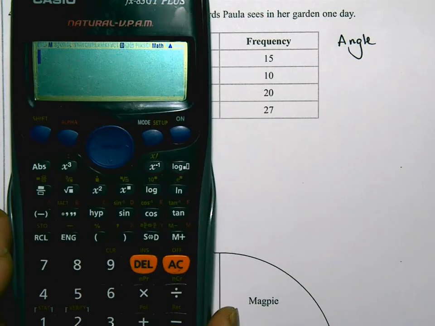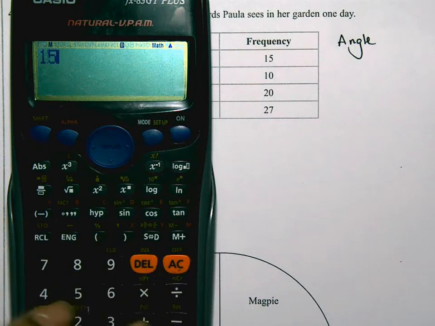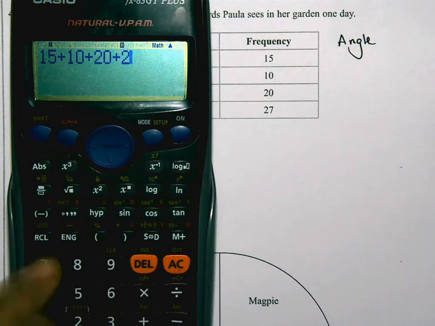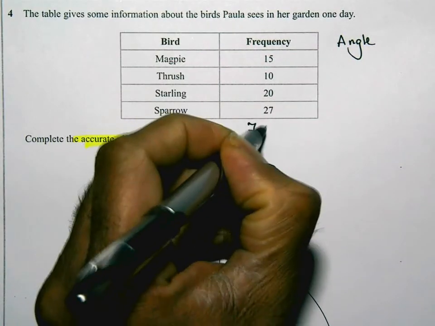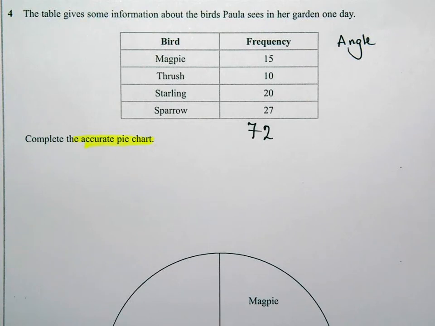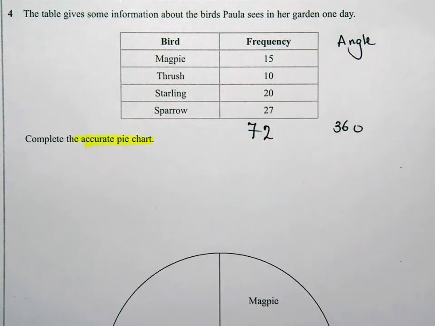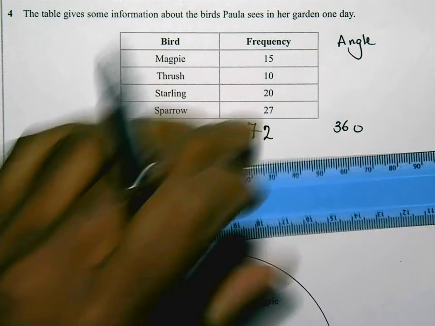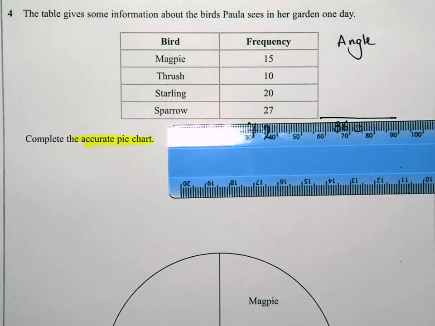So to do that, I'm going to add up the numbers in there. Now, 15 plus 10 plus 20 plus 27 equals 72. So she saw 72 birds altogether. To write that down here, that's the total of those. But because it's a pie chart that I'm going to draw, I need to make sure that all my angles add up to 360 degrees.